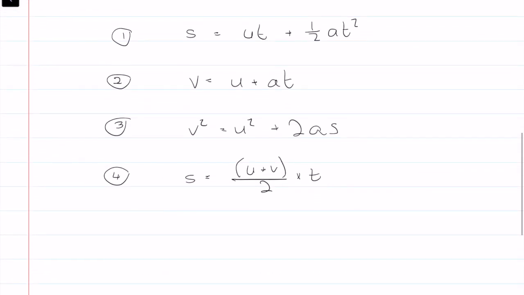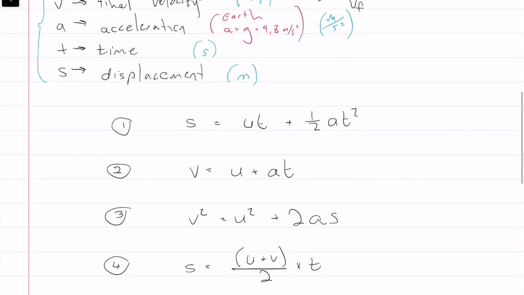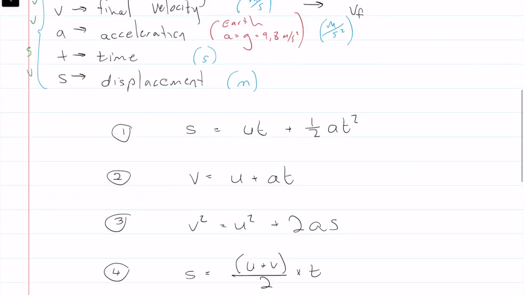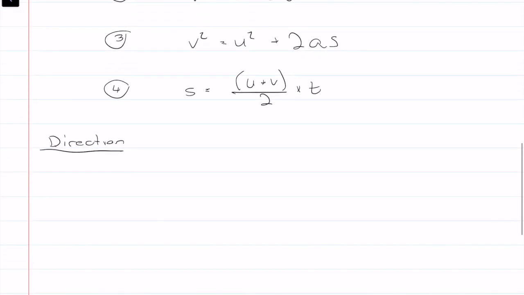When we're using these equations, we need to define a direction, because remember, 3 of these 4 things are vectors. Velocity is a vector, final velocity is a vector, acceleration is a vector, time is a scalar, but displacement is a vector. So when we're dealing with vectors, it's important to define a direction. That's something we always have to do with any problem.